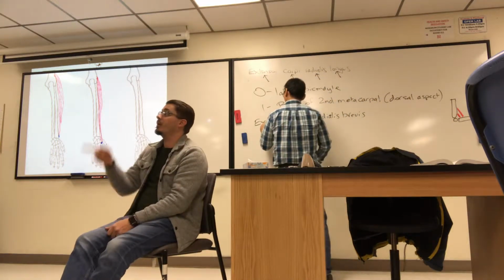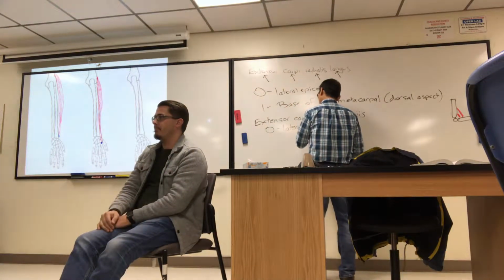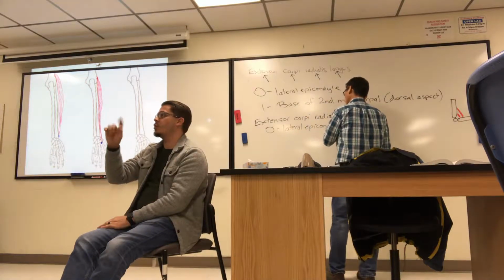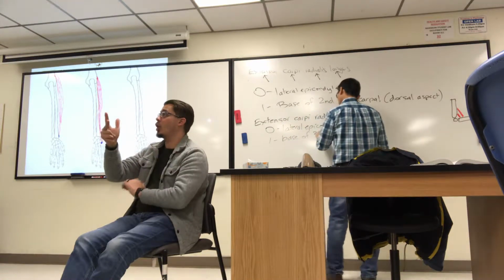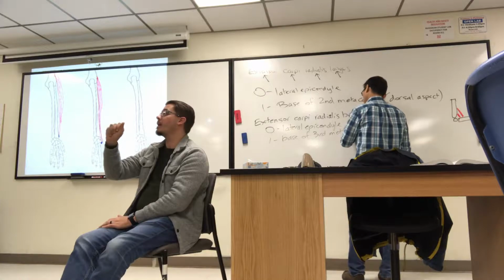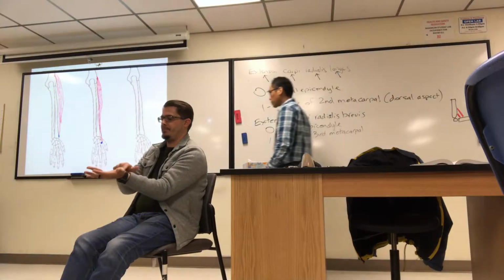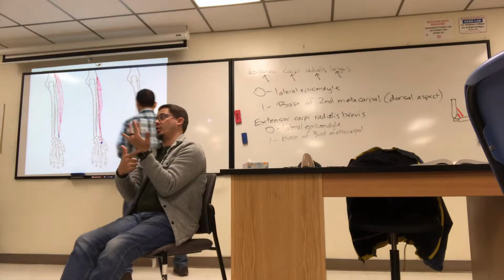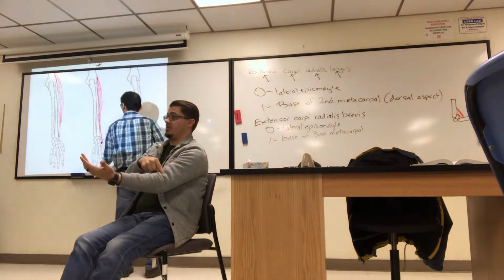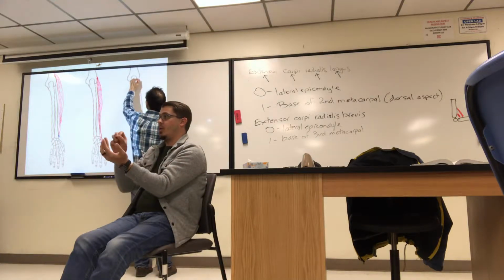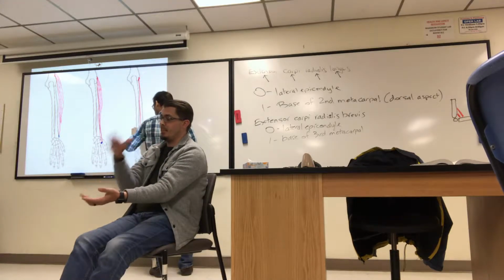But for this one, the origin will stay the same: the lateral epicondyle. And the insertion is the base of the third metacarpal. So that's the one right next to it, right here. That's the insertion. Did that first. And here's the origin way up here. And just draw the muscle going from one point to the next, from origin to insertion.